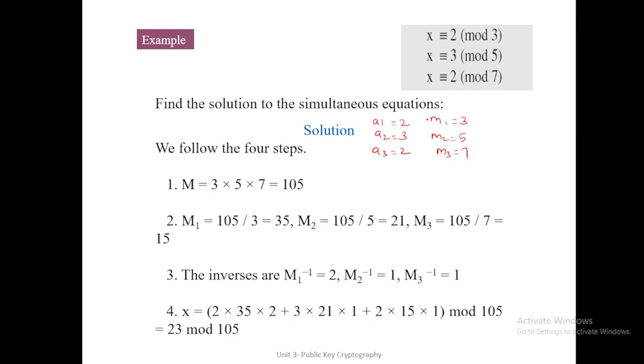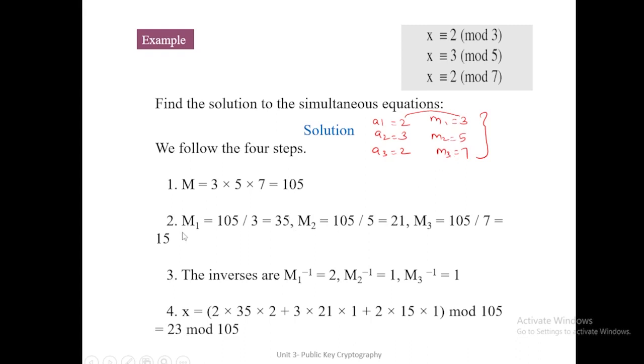The first and only condition for applying CRT is that GCD of (a1, m1), GCD of (a2, m2), GCD of (a3, m3) should be equivalent to 1. So the condition is satisfied. Let us take the calculations. Capital M is equal to m1 into m2 into m3. So the answer is 105.